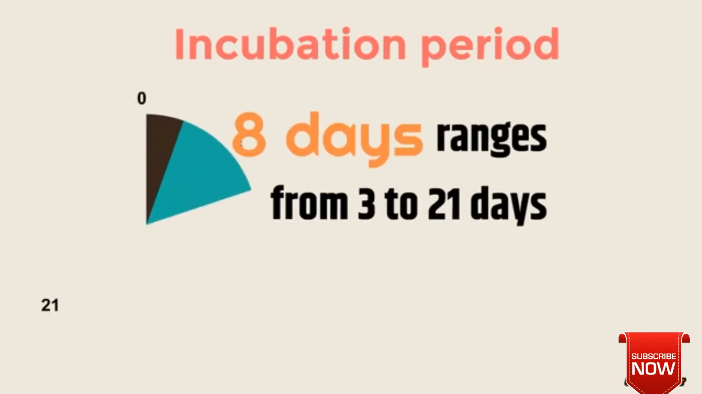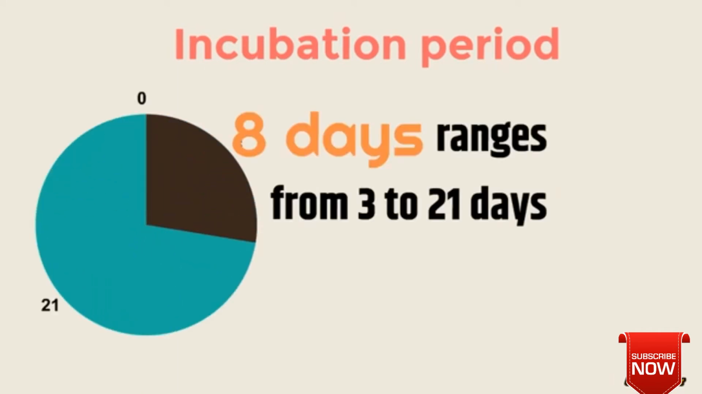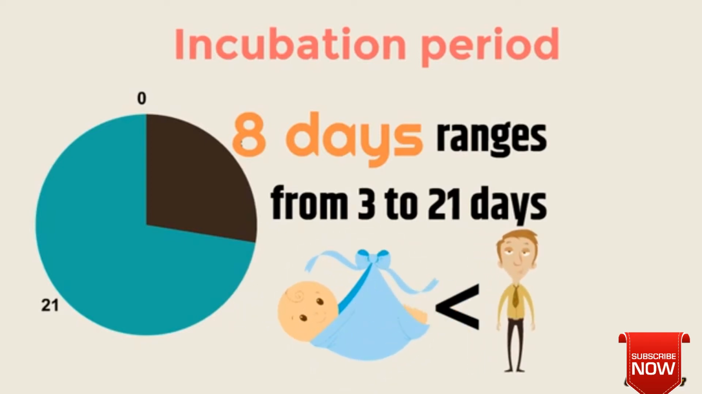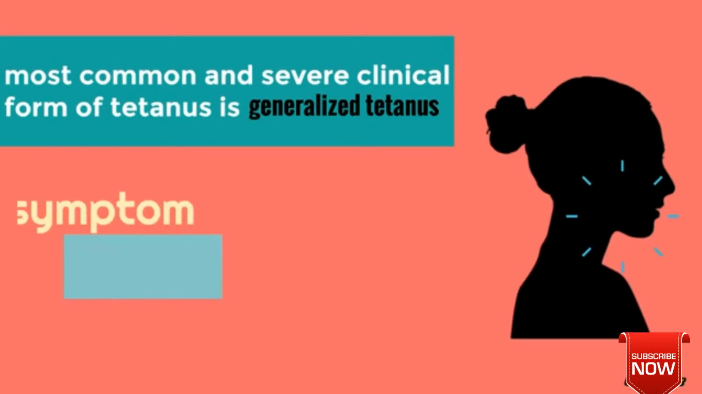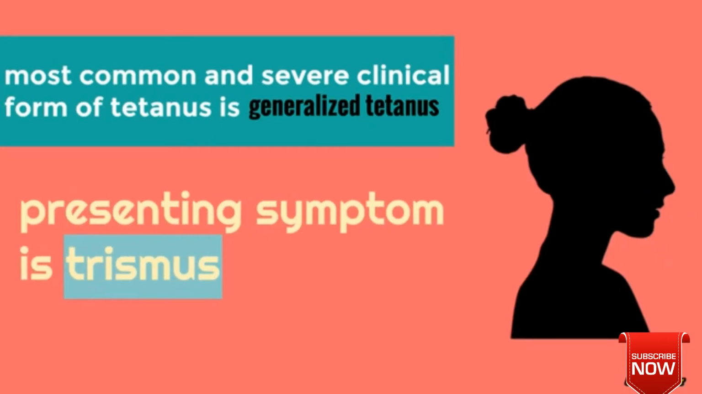The incubation period of tetanus is approximately 8 days but ranges from 3 to 21 days. The incubation period is typically shorter in neonatal tetanus than in non-neonatal tetanus. The most common and severe clinical form of tetanus is generalized tetanus. The presenting symptom in more than half of such patients is trismus, or lockjaw.